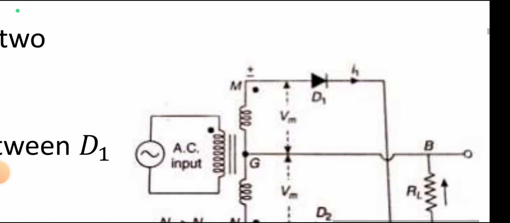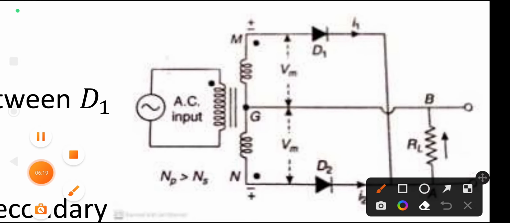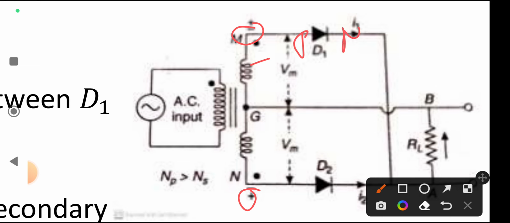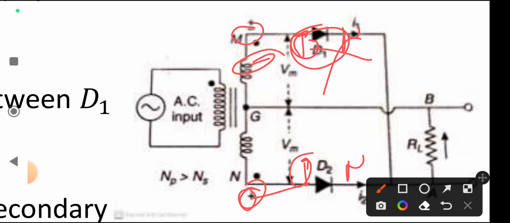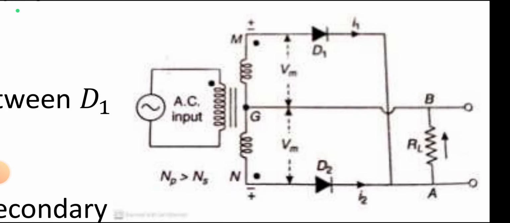During the negative half cycle, N becomes positive and M becomes negative. This side is p type, this side is n type. So positive to positive is forward biased, and negative to positive is reverse biased. In this case, one diode does not conduct, and the other conducts and allows the current, and that current appears across RL.